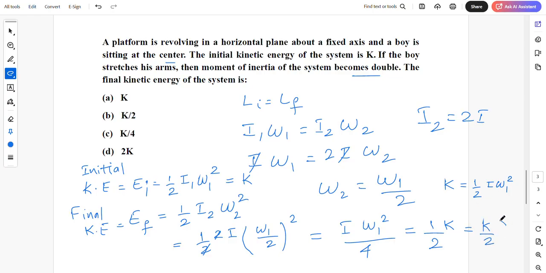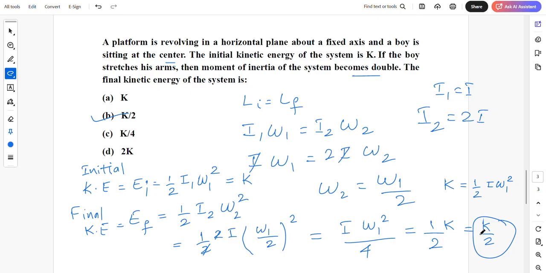Kinetic energy will become K by 2. K by 2 is the right answer, because I1 is equal to I, which we have taken. Final kinetic energy is equal to half of the initial kinetic energy.